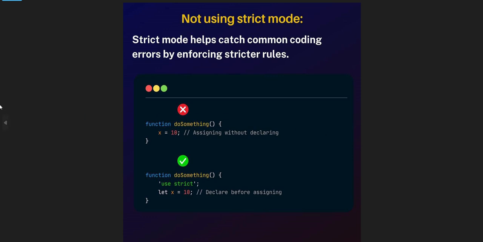So let's start with the first mistake. The first thing is not using strict mode. Strict mode helps catch common coding errors by enforcing strict rules. Function doSomething, curly braces, x equal to 10, assigning without declaring the variable, you will definitely get an error.